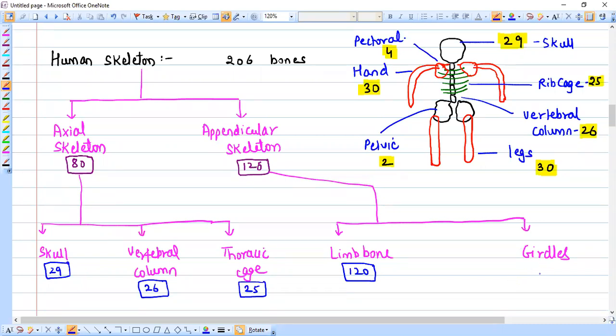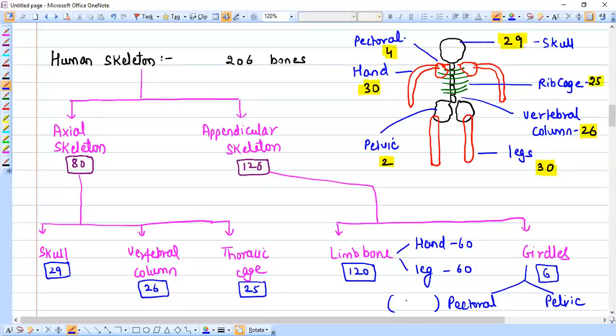Girdles, in total there will be 6, and there are two girdles basically. So when I say limb bone, let us take hand and leg. In hand there will be a total of 60, and in leg there will be a total of 60. But when I talk about girdles, there are two basically. One is called the pectoral girdle, another one is pelvic. In pectoral there will be 4, because 2 into 2, 2 on the right side, 2 on the left side, and in pelvic there will be 1 into 2. Like that you will get all your 206 bones.